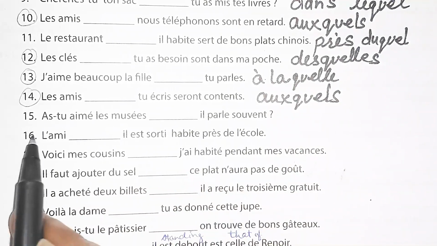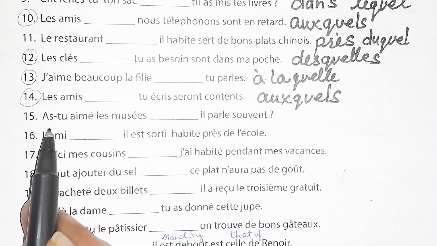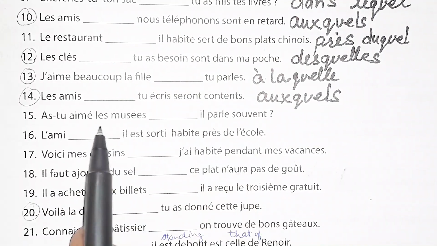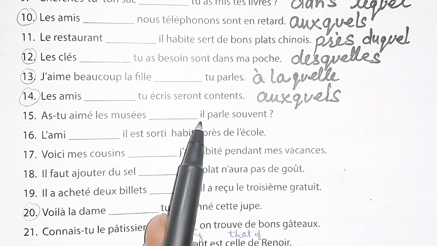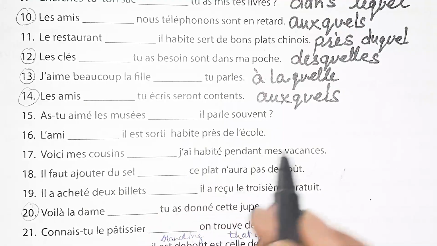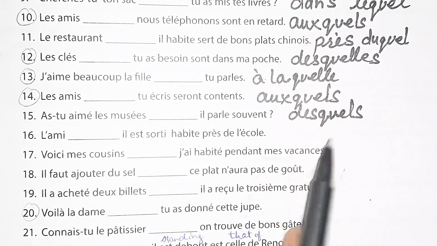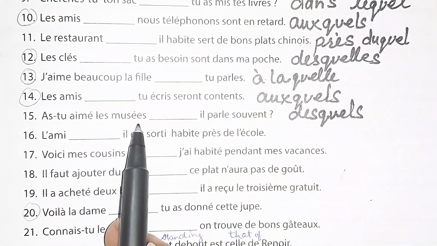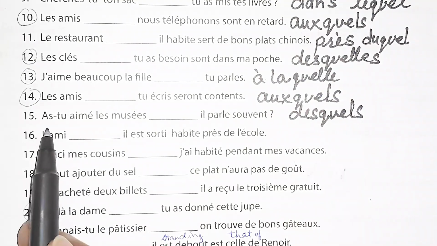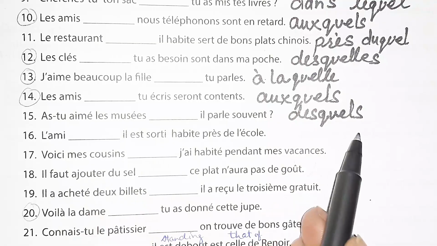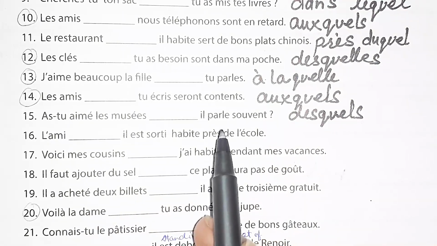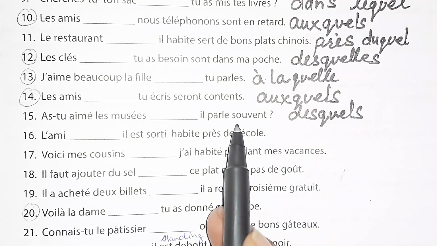Okay. Now the next statement is as-tu aimé les musées dash il parle souvent? Did you like the museums about which he often talks? Okay. Now about which we'll use the preposition desquels. Les musées is masculine plural, so we have used desquels. Okay, the plural form. As-tu aimé les musées desquels il parle souvent? That means, did you like the museums about which he often talks?